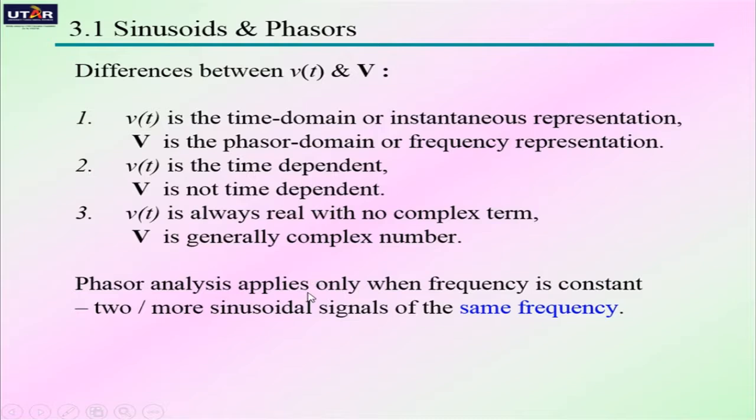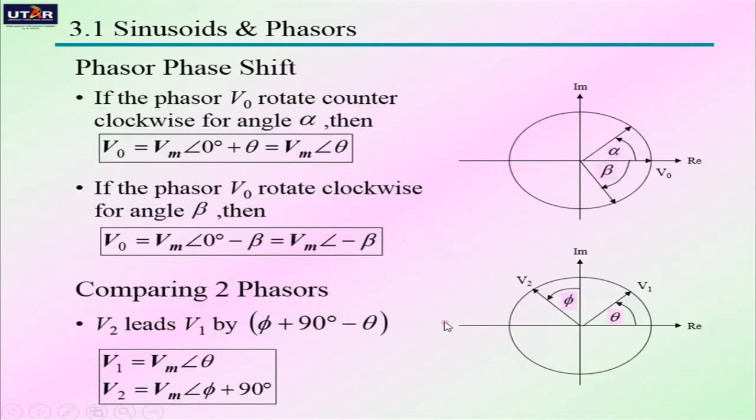So here's the summary between the time domain and frequency domain of phasors. V(t) is the time domain or instantaneous representation. V is the phasor domain or frequency representation. V(t) is time dependent. V is not time dependent. And V(t) is always real with no complex term. V is generally a complex number. Phasor analysis applies only when frequency is constant, that is, two or more sinusoidal signals of the same frequency.